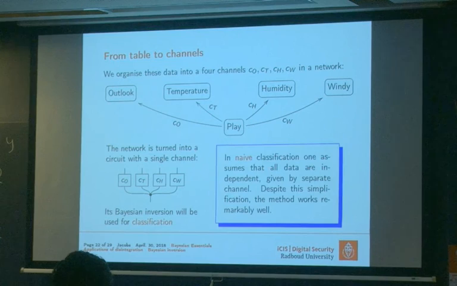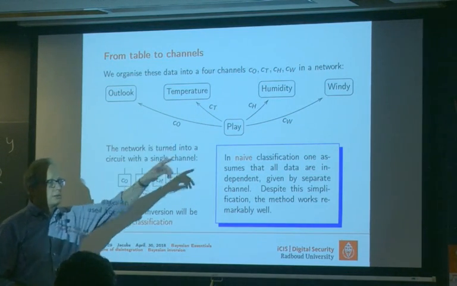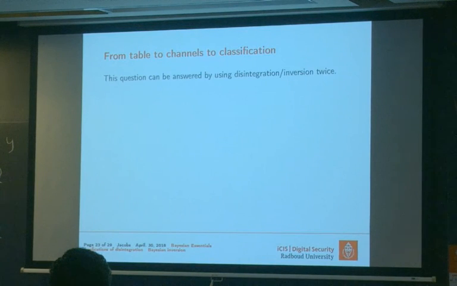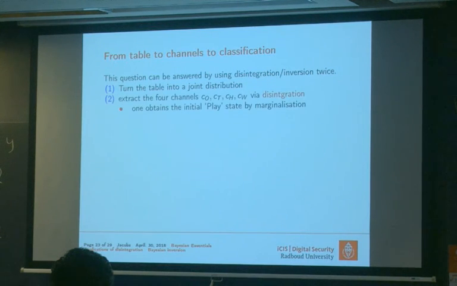other. This is naive classification, for people who are in the know, which ignores all possible dependencies in the table. You simply assume there are no dependencies, but that works surprisingly well in practice. So how do you do it? Turn the table into a big joint distribution. Extract channels via disintegration. Use inversion for this classification task.